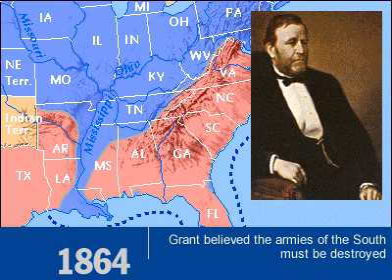In March, Lincoln appointed Grant General-in-Chief of all Union armies. Grant considered the military problem to be simple. The capture of strategic cities and territory meant little. The armies of the South had to be destroyed. In May, Grant led 118,000 men into Virginia.